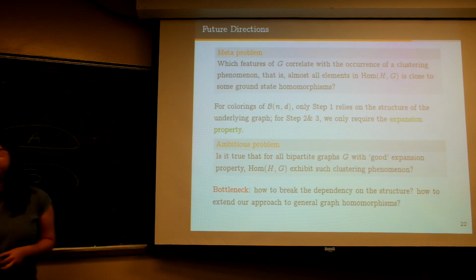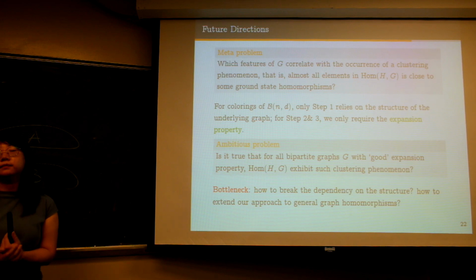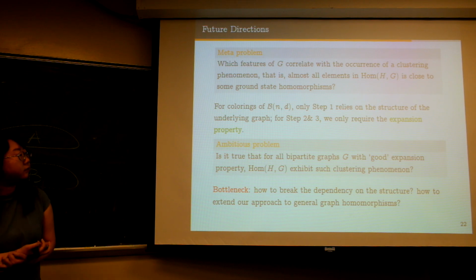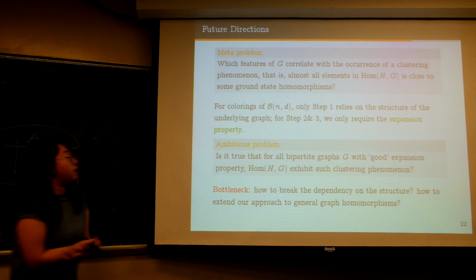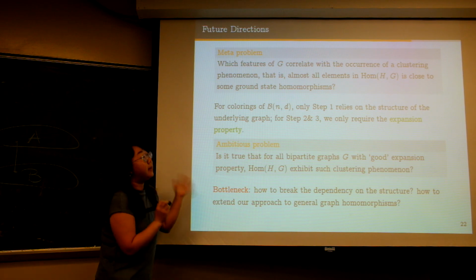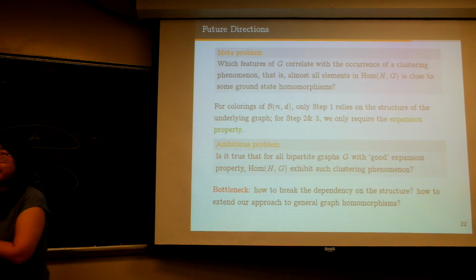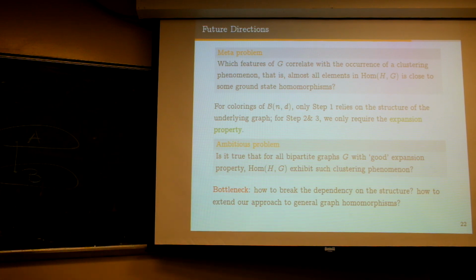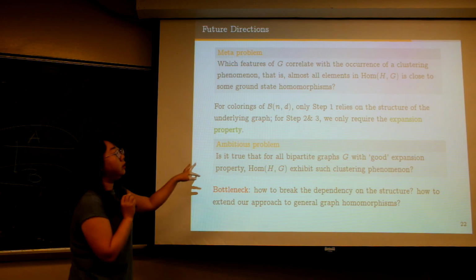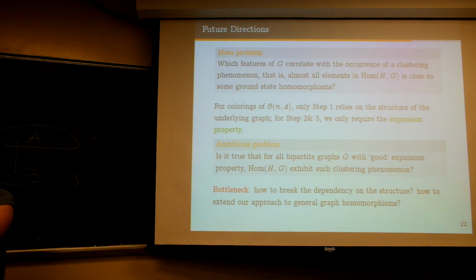Yep. Yeah. I'm trying to understand what exactly that is trying to say. I understand what this good clustering is in these well-structured examples. So what to expect here to hold for bipartite graphs? Yeah, so what we expected is there should exist some finite number of ground states, and then we want to show almost all the homomorphisms are close to this ground state.